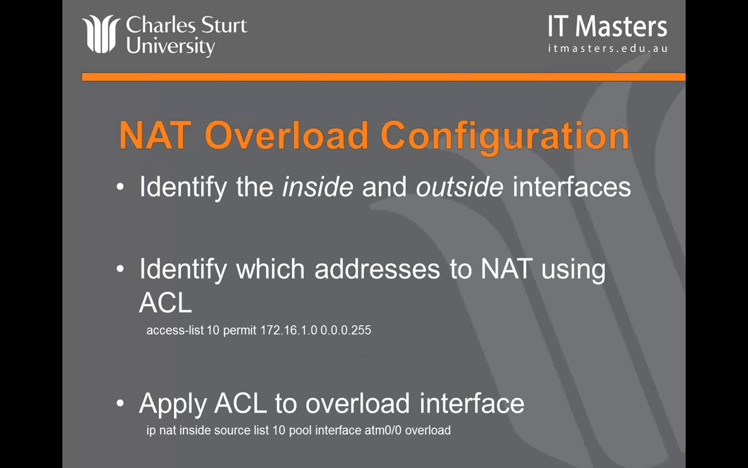So ip, again, protocol, nat, function, inside, direction, from where is the traffic coming. We're going to do source translation. We're going to match list 10, so anything in the 172.16.1 range will be matched. And we're going to send it out through interface ATM0/0 overload, which basically means just use the public IP address that is assigned to ATM0/0 as your NAT address.